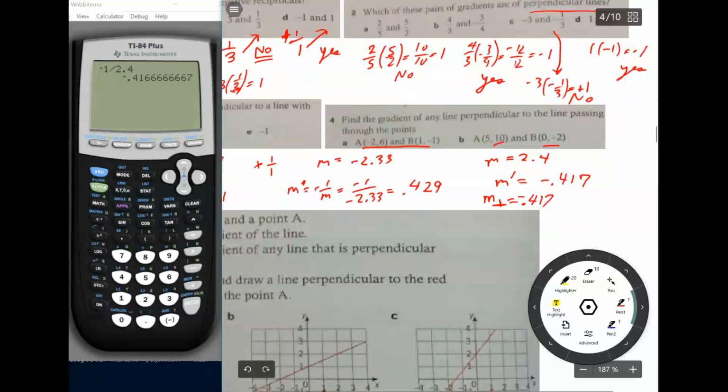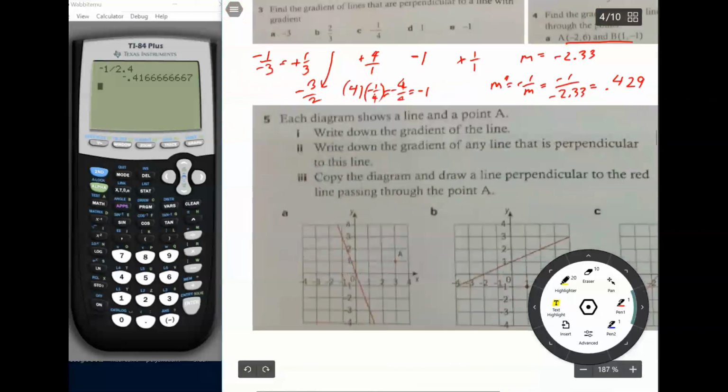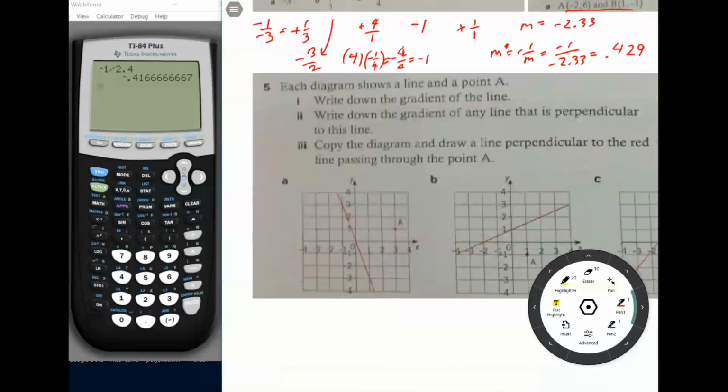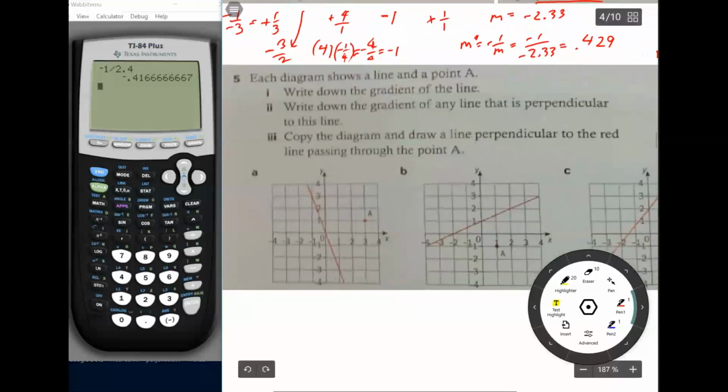All right, moving on. Number 5. Each diagram shows a line and a point A. Write down the gradient of the line. Write down the gradient of any line that is perpendicular to this line. Copy the diagram. You don't have to copy the diagram, it's right there. And draw a line perpendicular to the red line passing through point A.